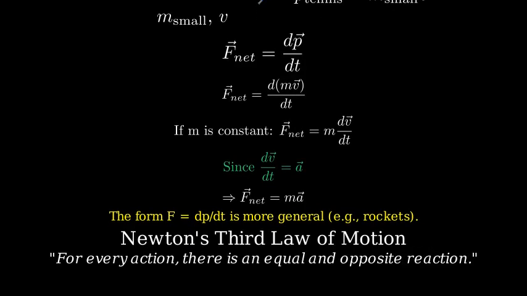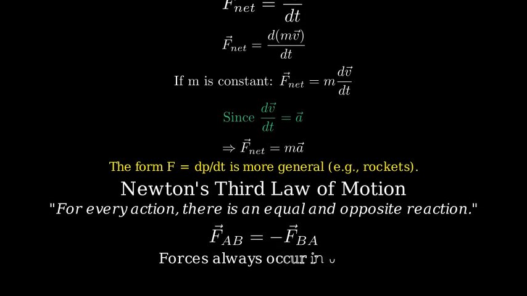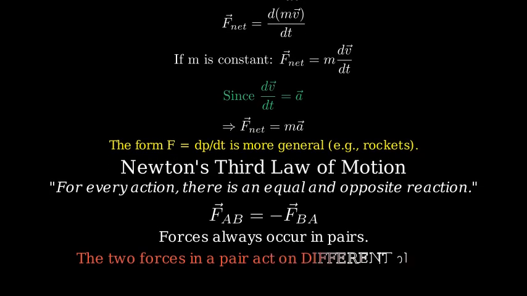Often summarized as for every action, there is an equal and opposite reaction. More precisely, it states that if object A exerts a force on object B, then object B simultaneously exerts a force on object A that is equal in magnitude and opposite in direction. These forces always occur in pairs, and they act on different objects.